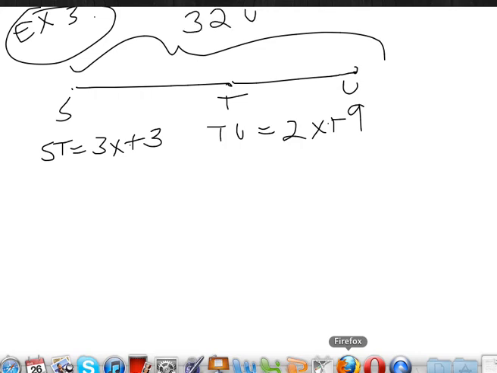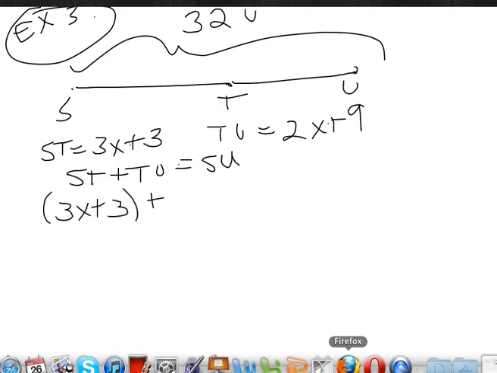So what we're going to do is we're going to set up a similar equation to the last one we just did. We're going to say ST plus TU equals SU. And then using what we know from the problem, we're going to substitute. We know ST is equal to 3x plus 3, so I'm going to write 3x plus 3. We know TU is equal to 2x plus 9, so I'm going to write 2x plus 9. And then I know that SU is 32. So all I've done is I've taken the information I know in the problem and I've plugged it into my equation.